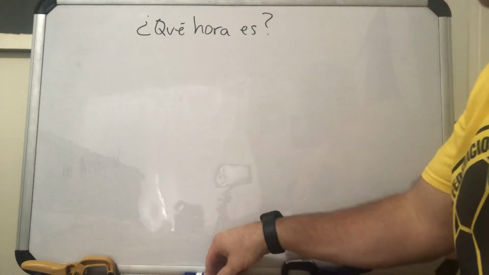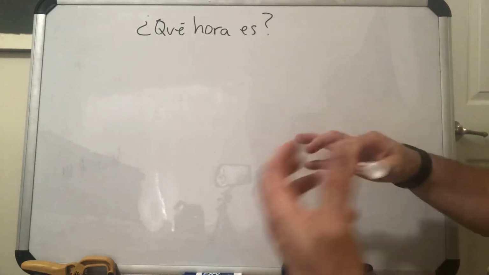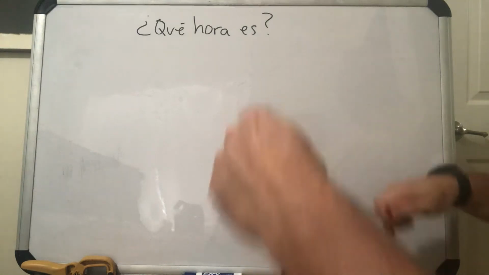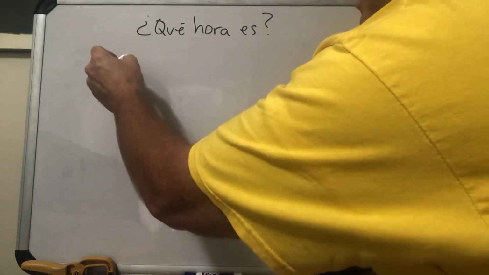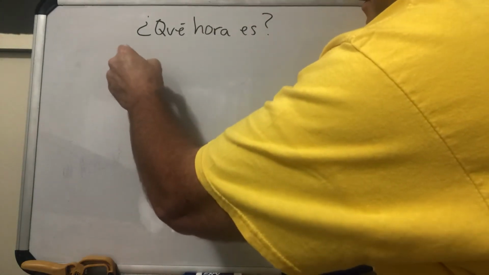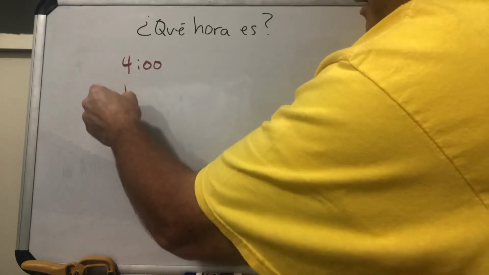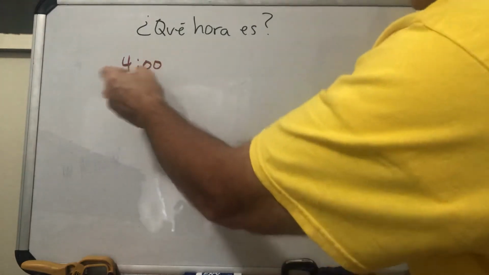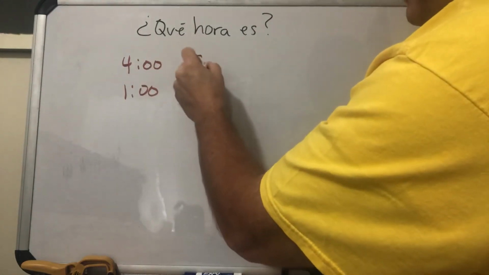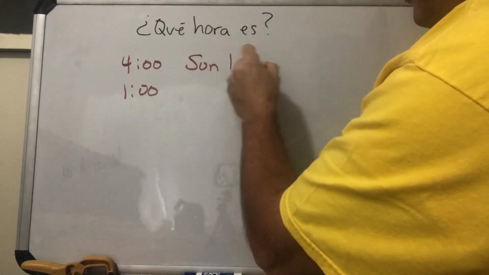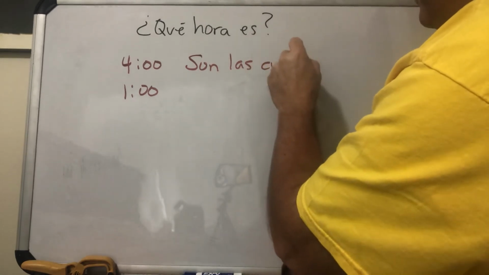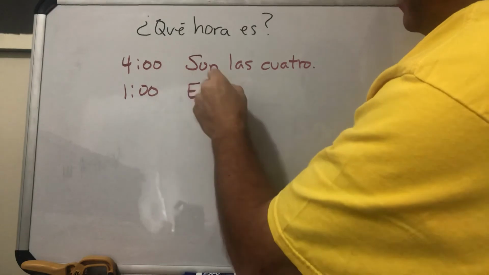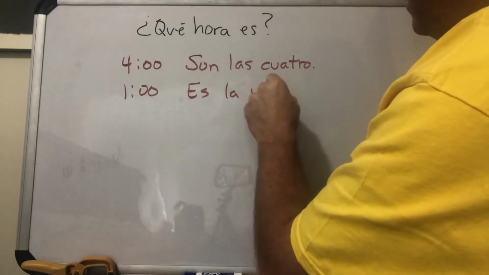The first scenario is if it's exactly on the hour. So it's like 1 o'clock or 2 o'clock or whatever it is. Let's do 4 o'clock and then we'll do 1 o'clock. So no minutes involved, just the hour. For 4 o'clock, you say son las 4. And for 1 o'clock, you say es la 1.